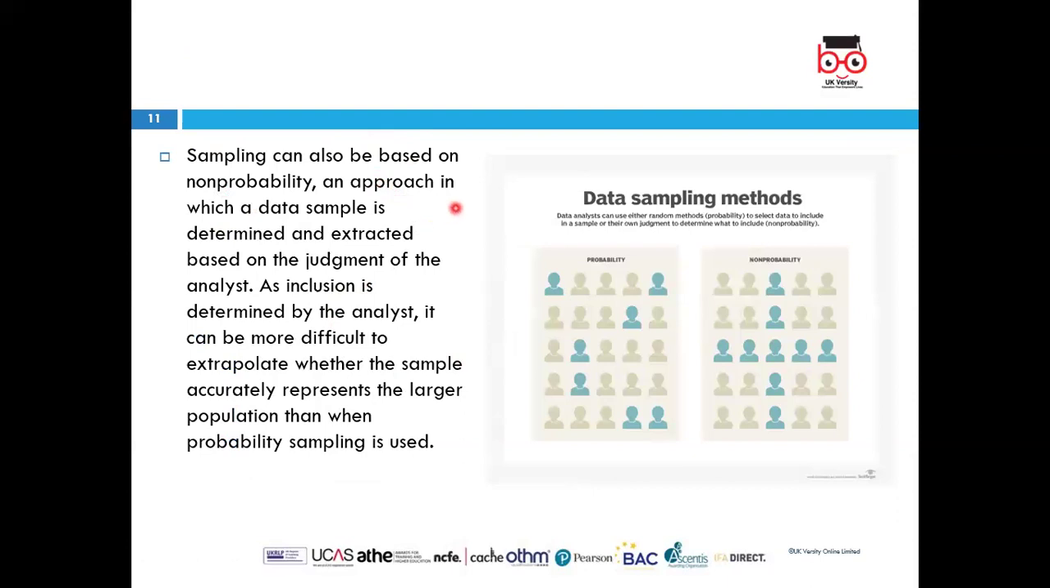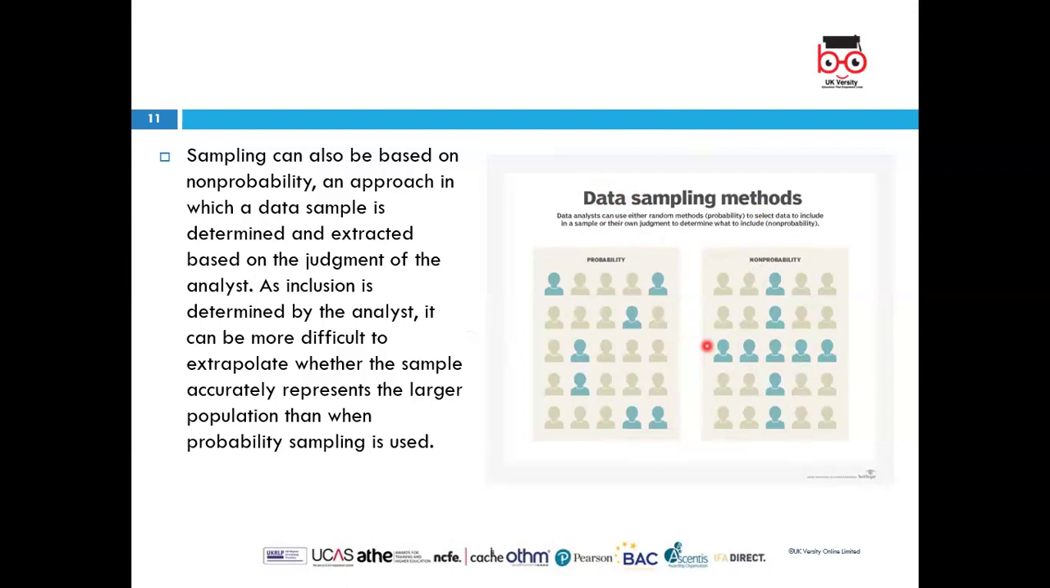Non-probability is an approach in which the data sample is determined and extracted based on the judgment of the analyst. Inclusion is determined by the analyst. It can be difficult to extrapolate whether the sample accurately represents the larger population than when probability sampling is done. So in non-probability, you're actually going and selecting on your own. So it may be biased. You're choosing some people who you think are more likely to respond to your comments, rather than going for a probability sampling where you choose anyone.